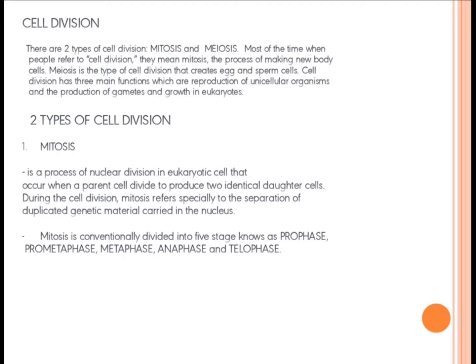Cell division has three main functions: reproduction of unicellular organisms, the production of gametes, and growth in eukaryotes. Mitosis is a process of nuclear division in eukaryotic cells that occurs when a parent cell divides to produce two identical daughter cells. During cell division, mitosis refers specifically to the separation of duplicate genetic material carried in the nucleus. Mitosis is conventionally divided into 5 stages known as prophase, prometaphase, metaphase, anaphase, and the last is telophase.